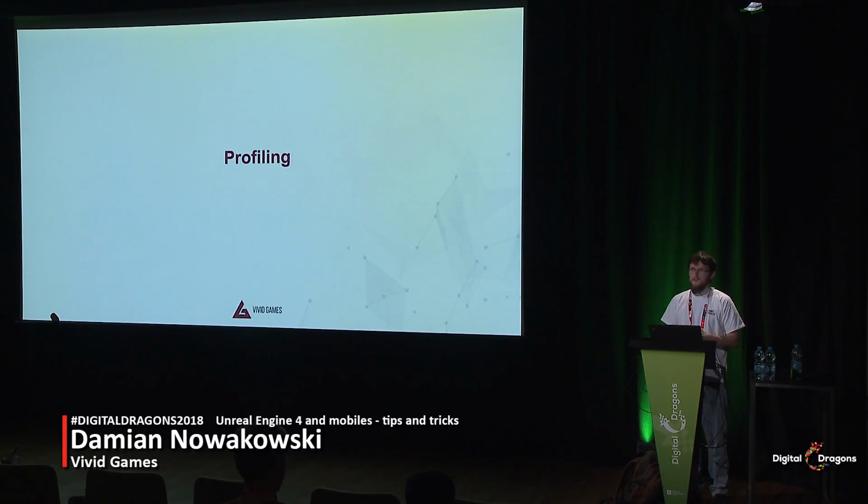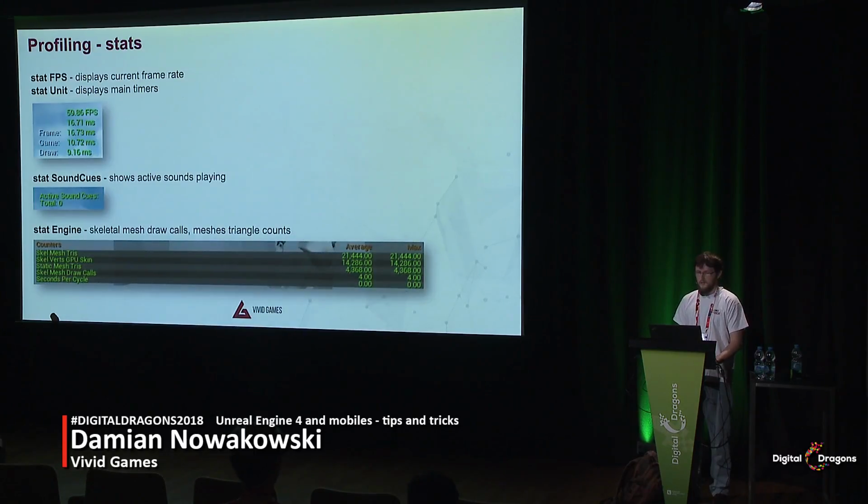When we optimize the game, we think everything should work, but still there might be little problems, very difficult to find, and there the profiling comes to our help. The first thing we check when we are profiling our game is the basic stat commands like stat FPS and stat unit, which display the main three timers.